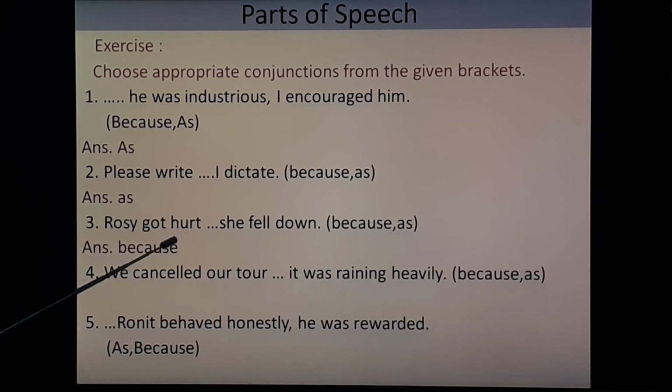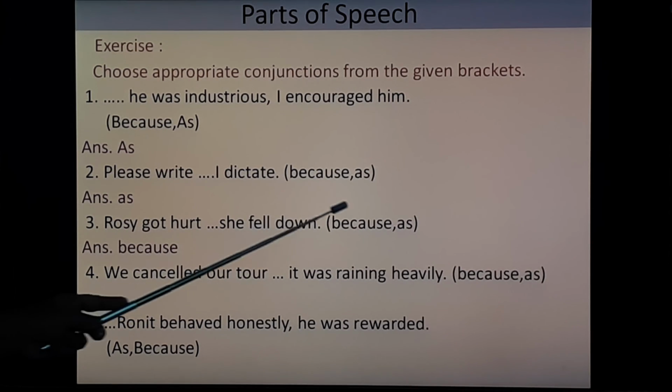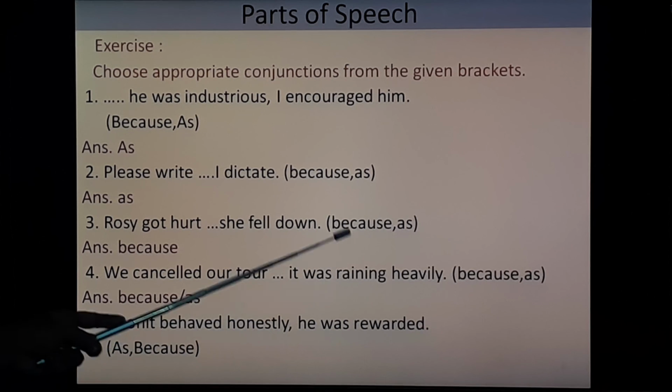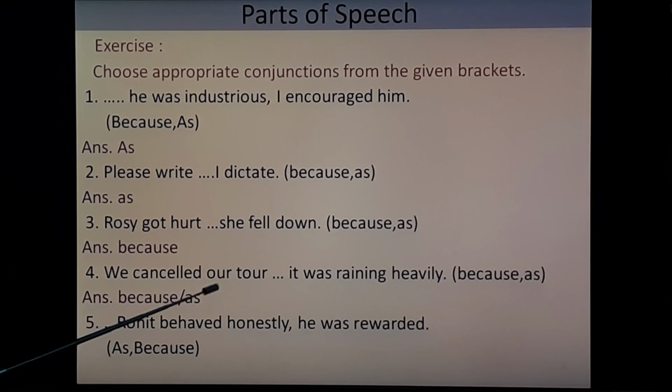Rosie got hurt. She fell down. So here you have to use because. Why? Reason is there. So Rosie got hurt because she fell down. You can put as also, both are correct, but here because is more suitable. We cancelled our tour. It was raining heavily. So here because or as, you can use either.